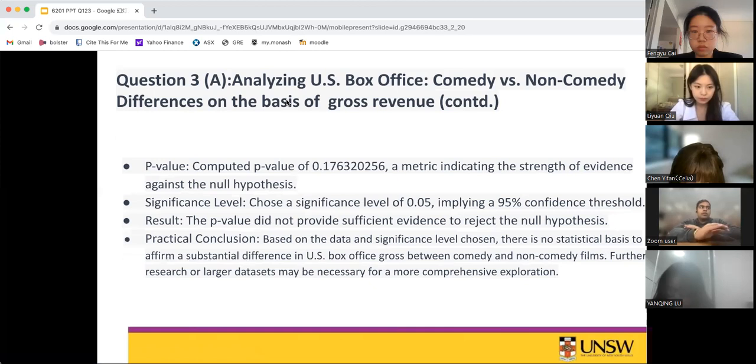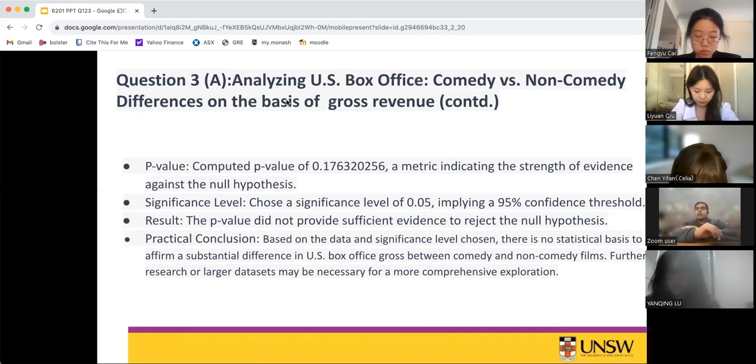A crucial metric in hypothesis testing is the p-value, which quantifies the probability of observing an outcome as extreme as the one in the sample data if the null hypothesis were to be true. In this case, the computed p-value was 0.1763. The p-value's significance lies in its ability to indicate the strength of evidence against the null hypothesis. In this particular test, the p-value did not provide sufficiently compelling evidence to reject the null hypothesis.